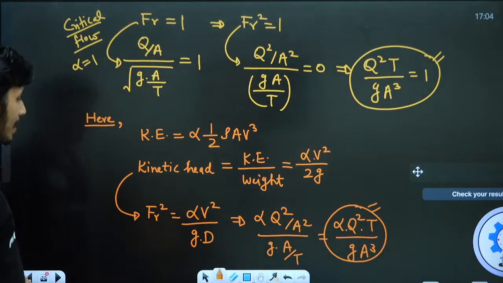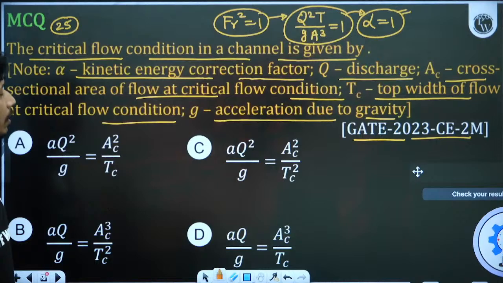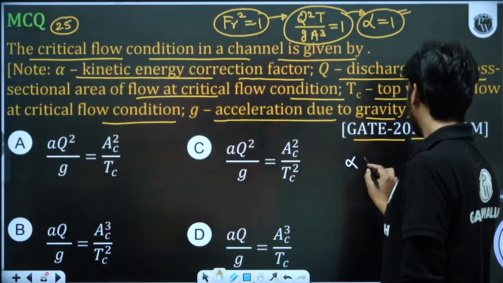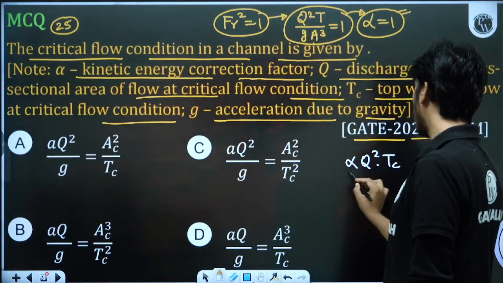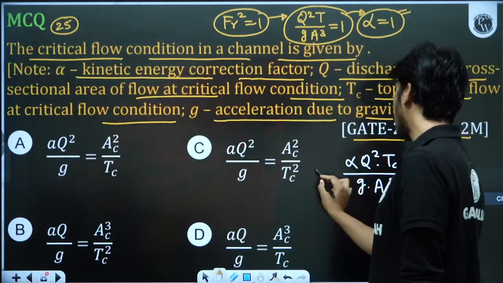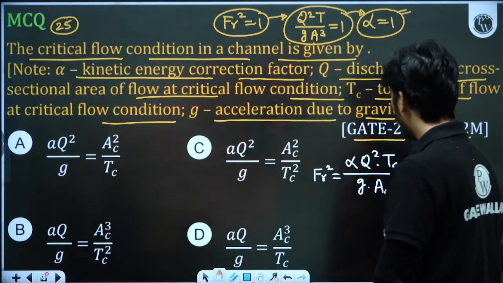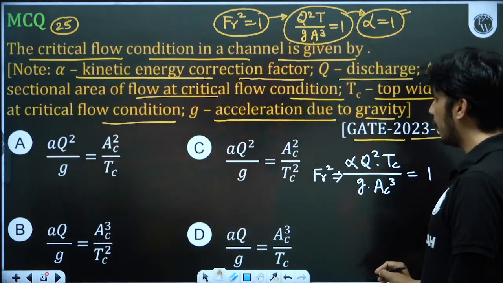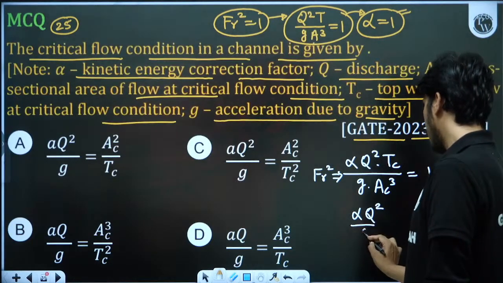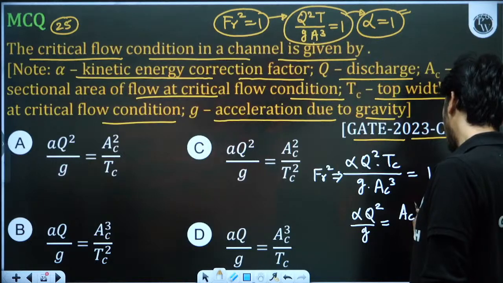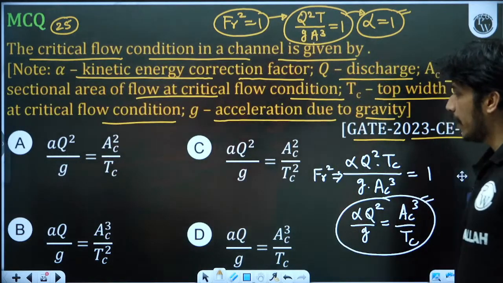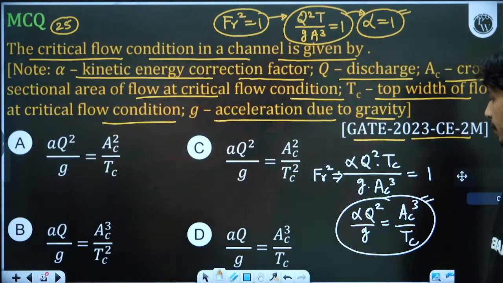So alpha q square T by g A cube is equal to 1 for critical flow. So we will write this down: for critical flow, alpha q square into Tc, because the flow is critical, upon g into Ac cube is equal to 1. That is the Fr square also, if alpha is there. So now alpha q square upon g will be equal to Ac cube upon Tc. This will be the answer: alpha q square upon g equals Ac cube upon Tc.